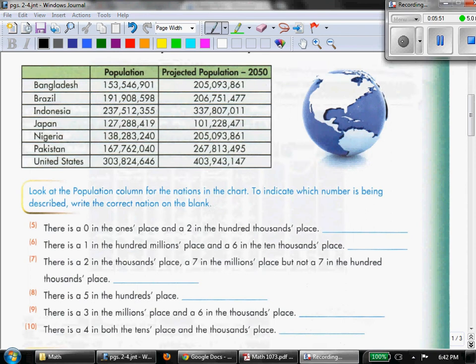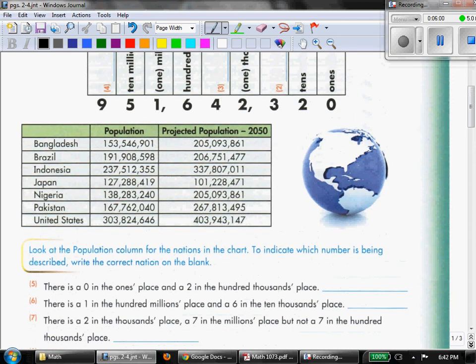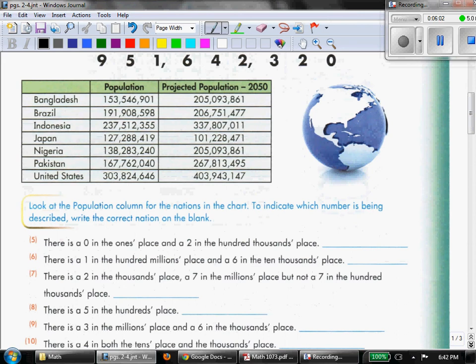Awesome, huh? Alright, so here it says, what are the directions here? Let me look. Okay, this is just a chart. It's saying projected population 2050. What do we see? What are these countries here? These are countries. Japan, Nigeria, Pakistan, United States. This is how many people are in each country.